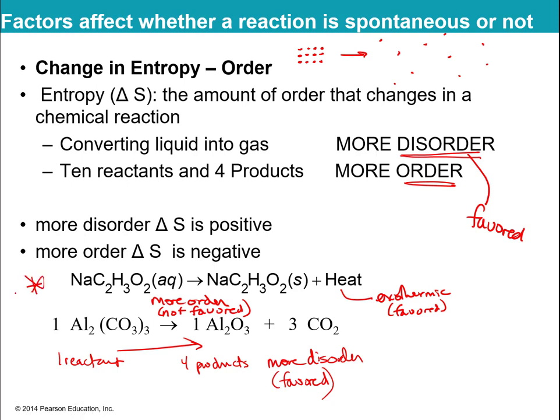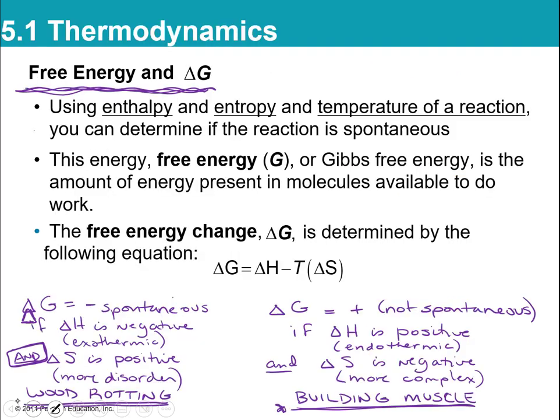But for one like this, where I have more order, which is not favored, but it's exothermic, which is favored, then I have to kind of do a comparison. What they call whether or not a substance or a reaction is spontaneous is delta G. So delta G is what they call free energy. This is the amount of energy that's available for the reaction to occur. And as long as delta G is a negative number, then the reaction will happen all on its own. Exothermic reactions that have more disorder are always spontaneous.